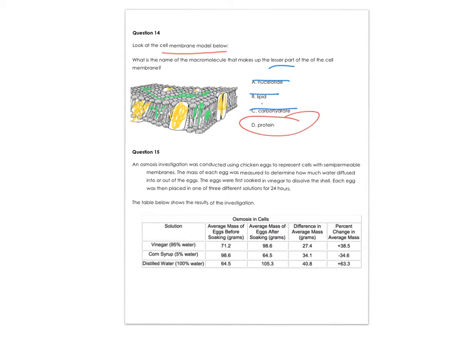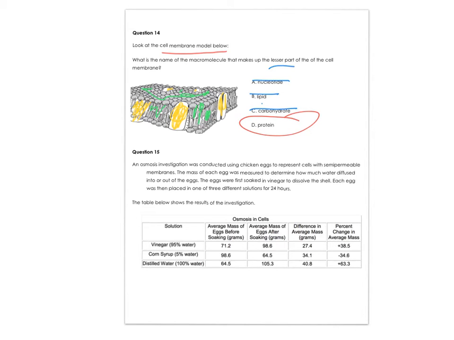Okay, so in this model, some people were saying, well, carbohydrates are on the outside of the membrane. Yes, it's true that you can have glycoproteins and glycolipids, but that's not shown in this model. Stick to the question you're being asked.